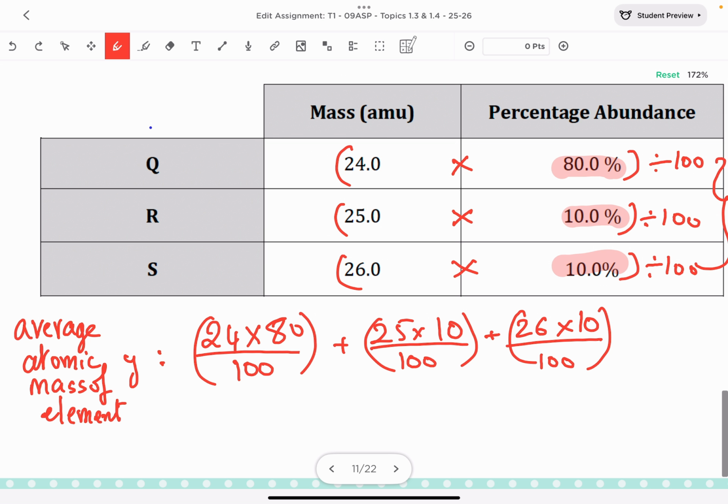So the answer here is going to be times 80 over 100. The first portion is 19.2 from the first isotope. The second portion is 2.5 from the second isotope and 2.6 from the third isotope. So the final answer would be 19.2 plus 2.5 plus 2.6, which is 24.3 AMU.